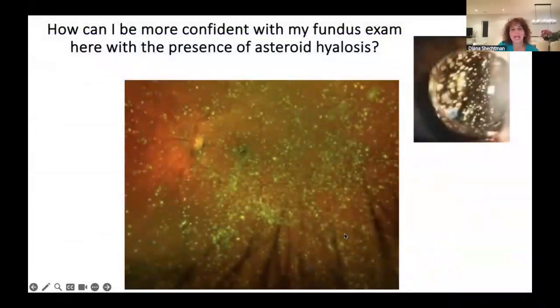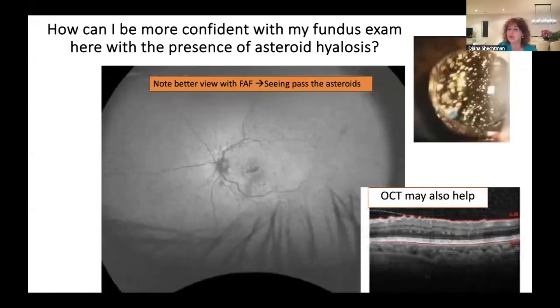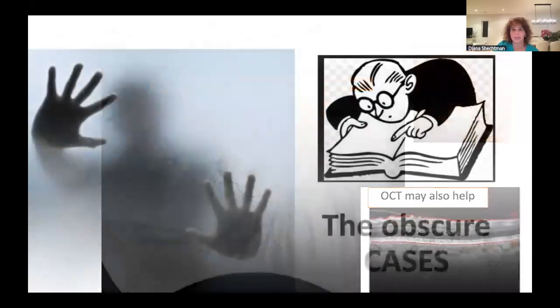When we're looking at asteroid hyalosis or anything within the vitreous, it makes the view very difficult. But I'd urge you to get your other diagnostic modalities like fundus autofluorescence and an OCT to help you liberate a better view within the retina at hand.